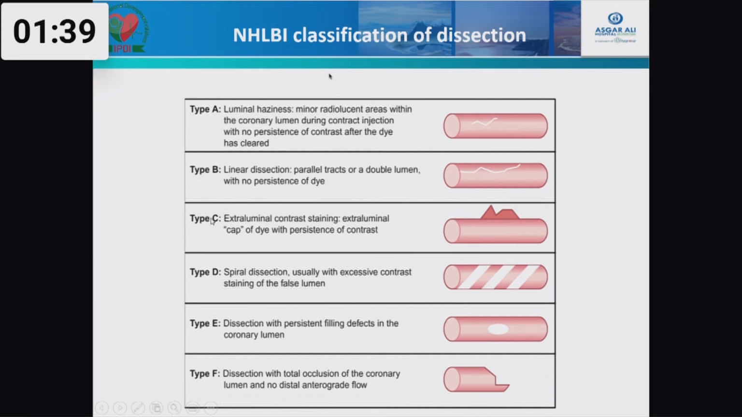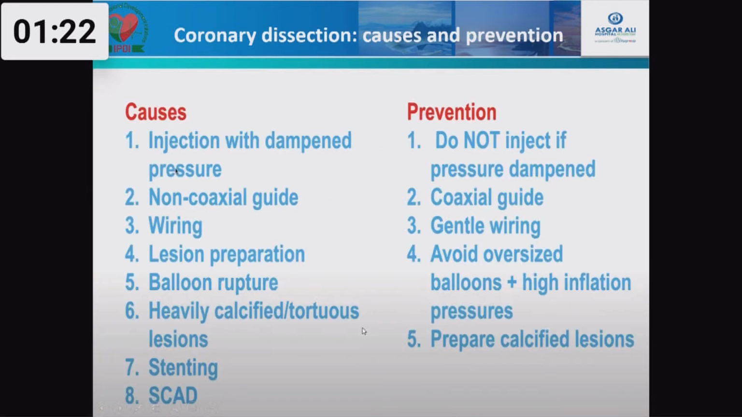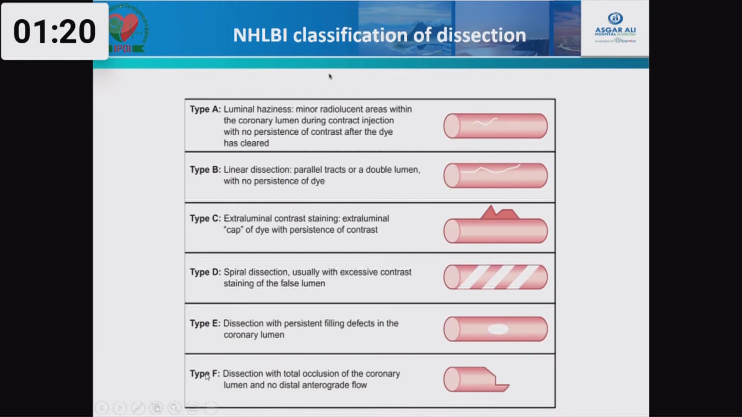And if you look at type C, that is dissection with persistent dye. And in type D, there is a spiral dissection. And in type E, that is dissection, and there is a persistent filling defect. And F, that is total loss of the antegrade flow.